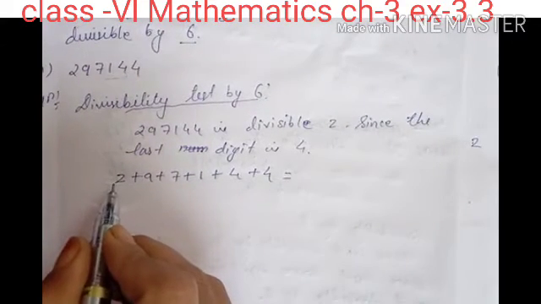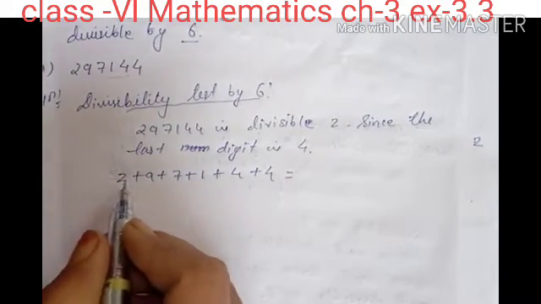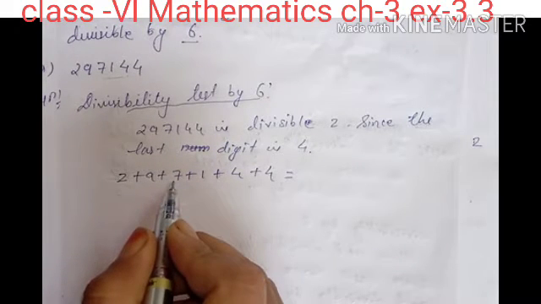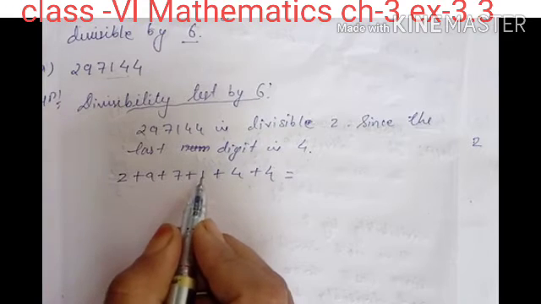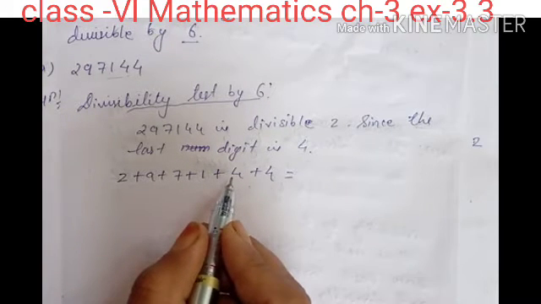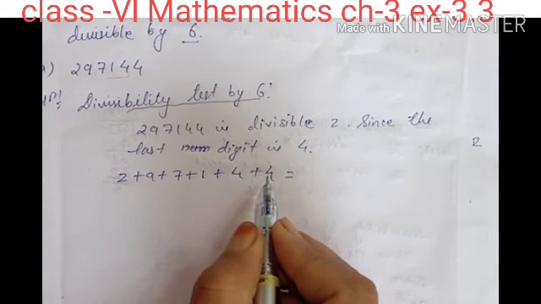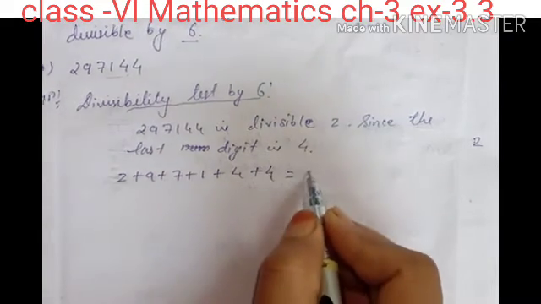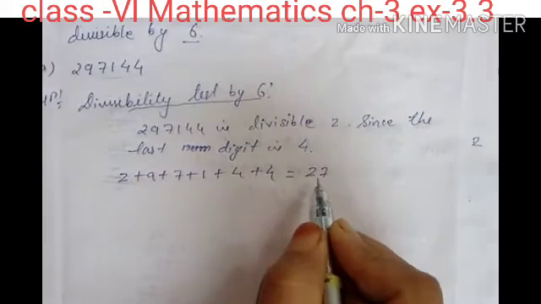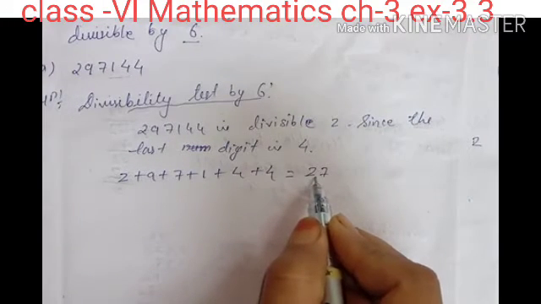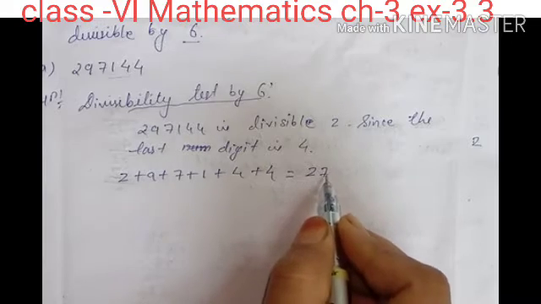9 plus 2 is 11. Now 11 plus 7 is 18. Now 18 plus 1, 19. Now 19 plus 4, 23. 23 plus 4 is how much? 27. So how much did you get? 27. Now is this number divisible by 3? Yes, 27 is divisible by 3.